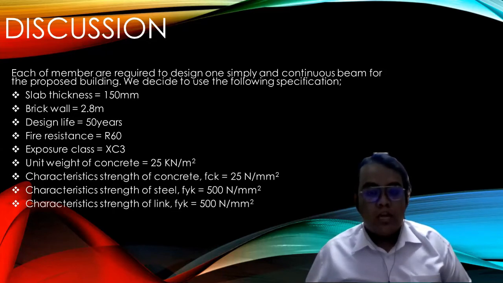Slab thickness is 150 mm. Brick wall is 2.8 meters. Design life 50 years. Fire resistance R50. Exposure class XC3. Unit weight of concrete 25 kN per meter cubed. Characteristic strength of concrete FCK 25 Newton per millimeter square. Characteristic strength of steel FYK 500 Newton per millimeter square, and also characteristic strength of link FYK 500 Newton per millimeter square.